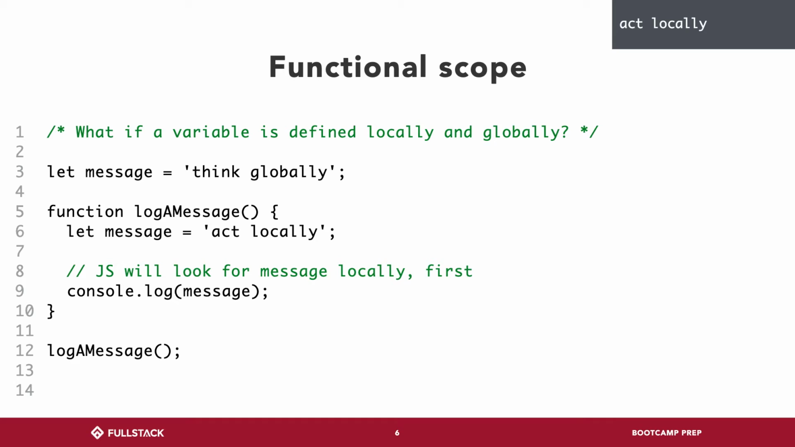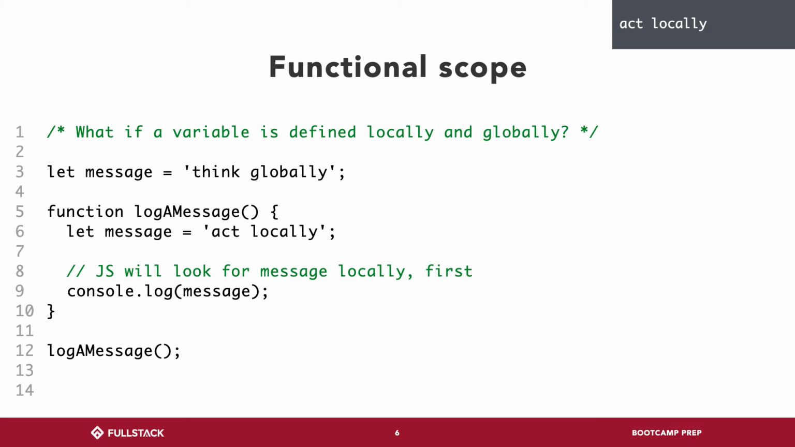Because JavaScript says, all right, what is message? I'm going to look at my own scope first, says this function. Message is defined, oh, we found something. It is in our local scope. We don't have to look out anymore. We have our value, so we'll just console log it. Act locally. Okay? Any questions?